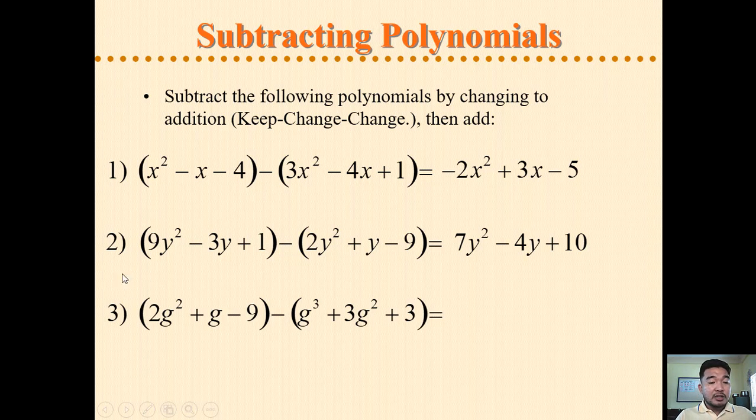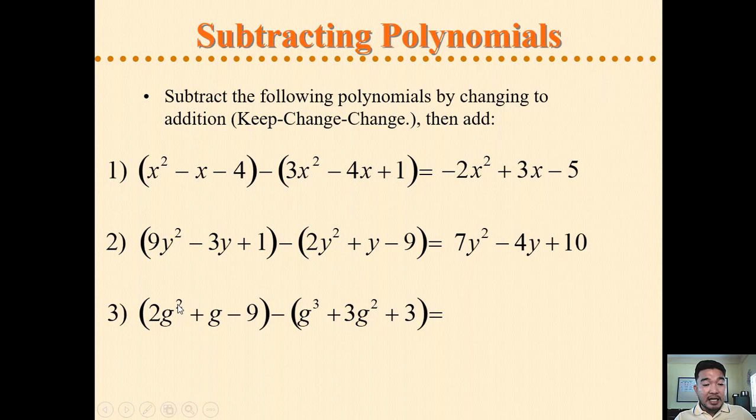Another example, 2g squared plus g minus 9. So okay lang yan, wala kang papalitan dito sa unang polynomial. Anong gagawin natin sa subtraction? Gagawin natin siyang addition. And then papalitan lahat ng terms ng subtrahend. So magiging negative g cubed minus 3g squared minus 3.